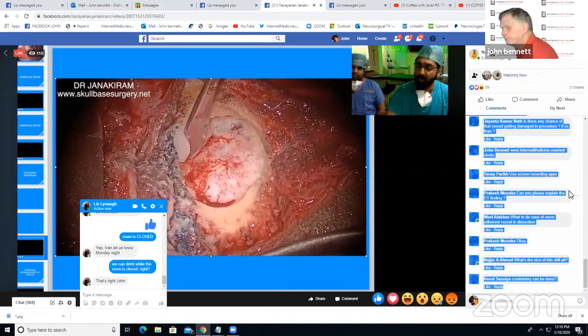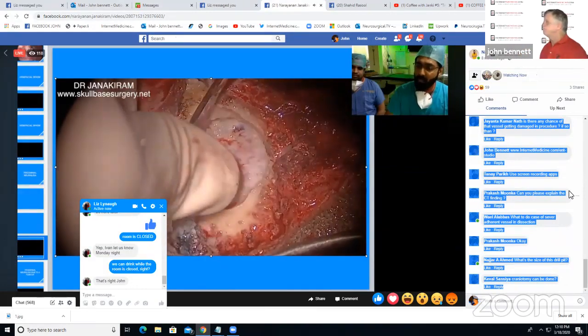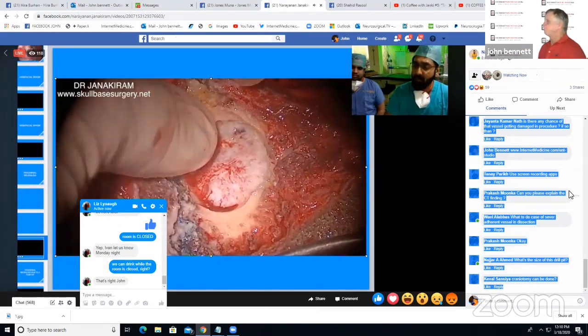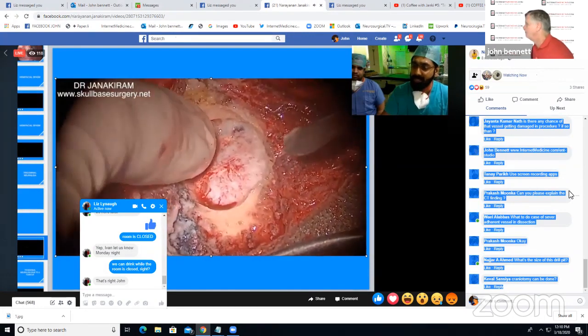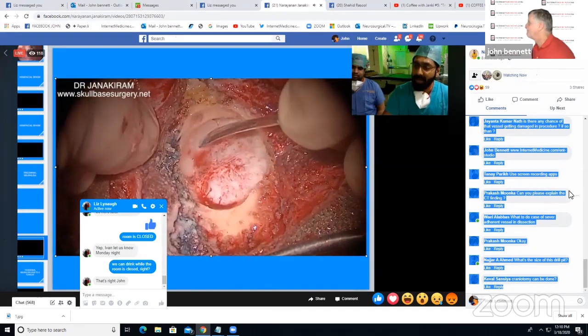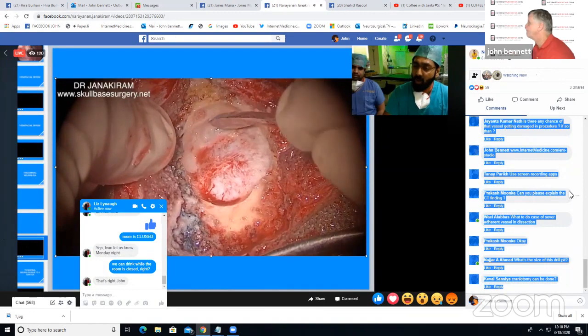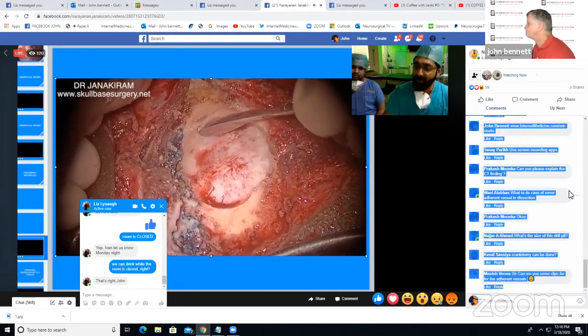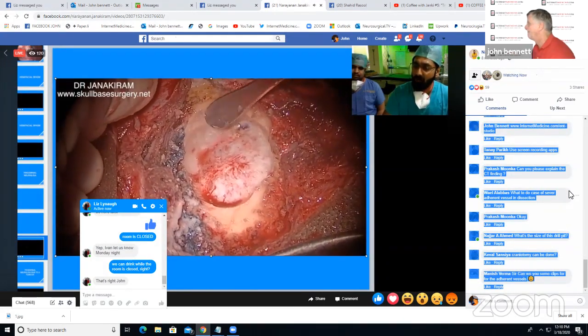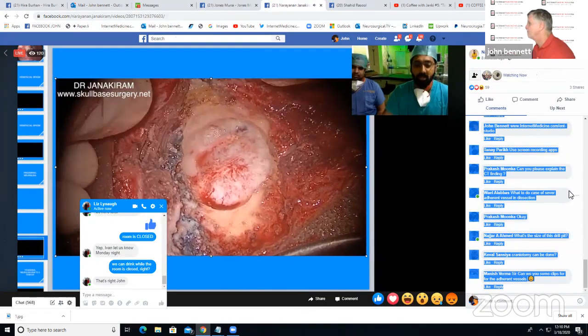So here we are using bone wax. Why do we use bone wax after this? Because we don't want any of the mastoid cells to get opened and finally land up in a CSF leak. So the next step is using bone wax to seal off all the mastoid air cells. So this is very important.